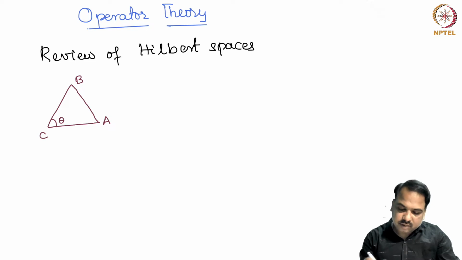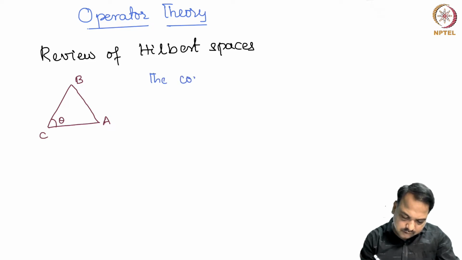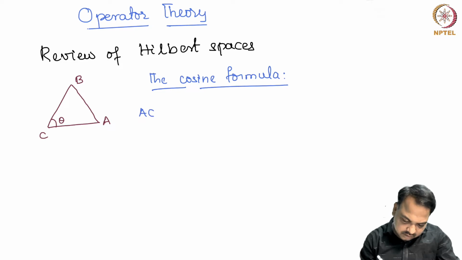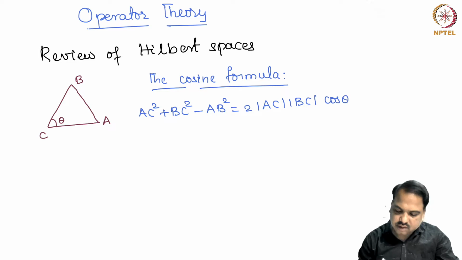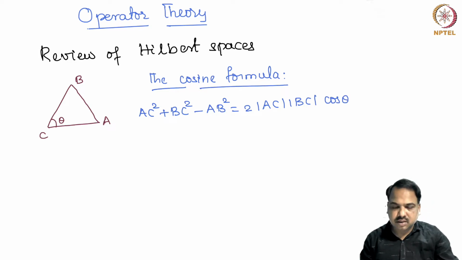We know the cosine formula, which can be stated as follows: AC square plus BC square minus AB square equals 2 times mod AC mod BC cosine theta. Here mod AC is the length of the vector AC, and similarly mod BC is the length of the vector BC. This is the cosine formula.